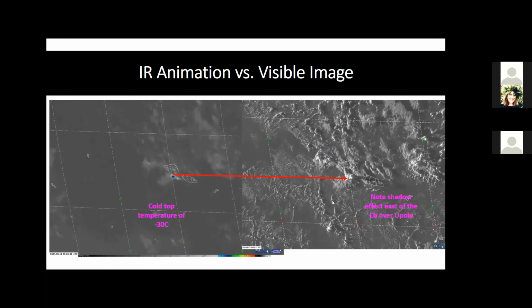Now using just the 10.3 images, you can see that the temperature of the cloud tops were close to minus 30 degrees centigrade. So definitely looking at the CVs popping in that area. And notice the shadow effect right before sunset. You can see the shadow on the islands, Upolu. You can see the shadow from the deep convection just to the west of them.